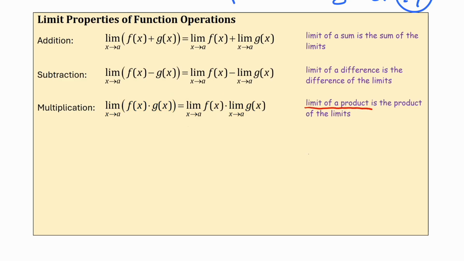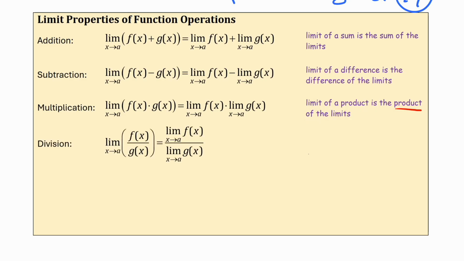The limit of a product is the product of the limits, how you say that in words. For division, if you were looking for the limit of functions that are divided, you can just divide the limits of the two individual functions. And as is often the case with division, we need the additional condition on here that the thing you're dividing by is not 0. So the limit of g of x can't be 0. The limit of a quotient is the quotient of the limits.